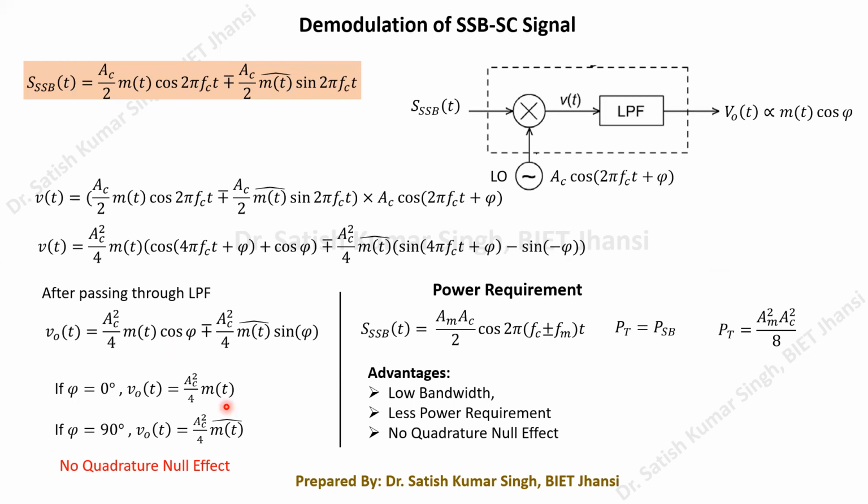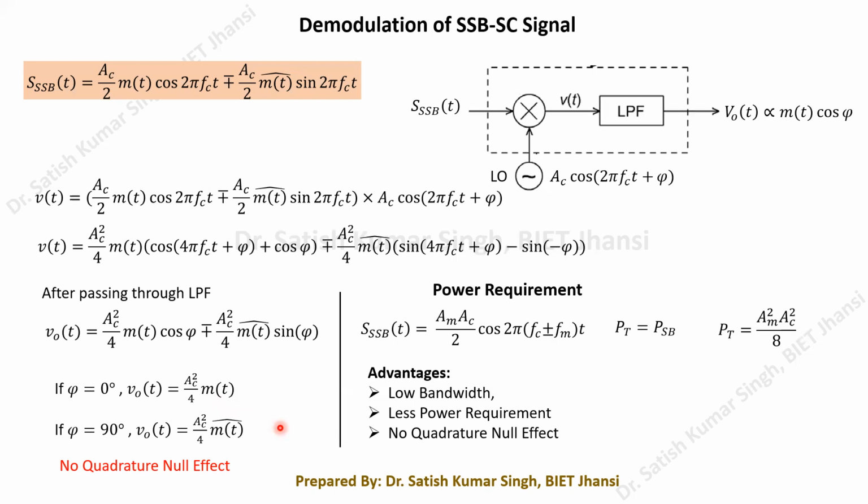Just a delayed version. So it means that whether the carrier that we are using at the demodulator section is in phase with the original carrier which we have used at the transmitter side, or even if it is at the quadrature phase, there is still a chance we can recover the original message signal.